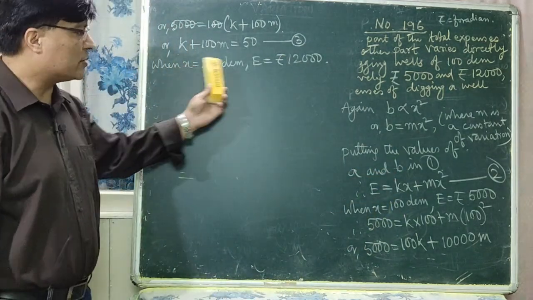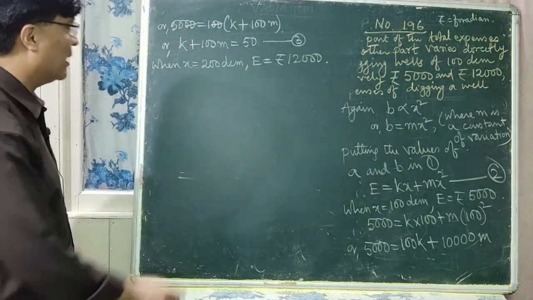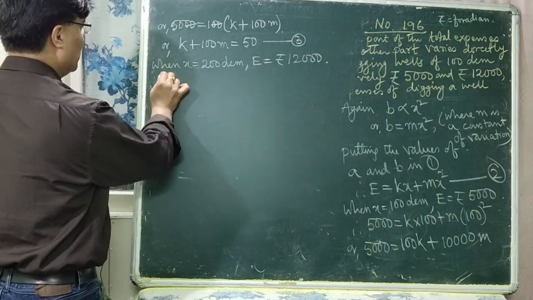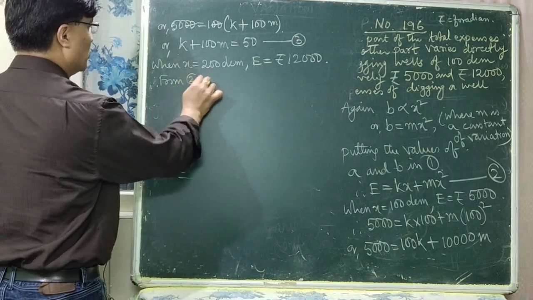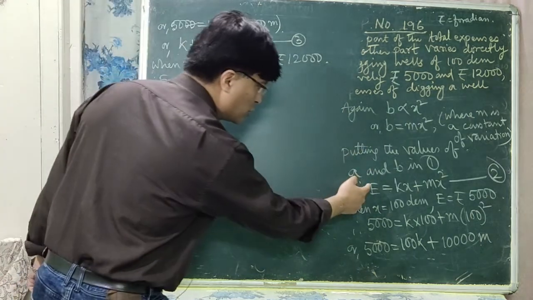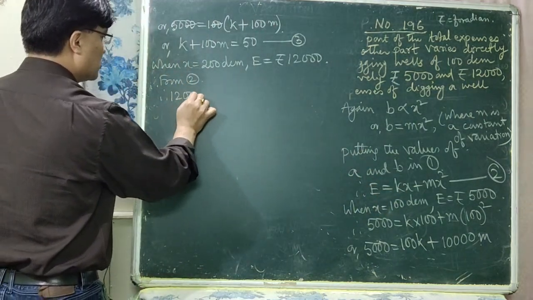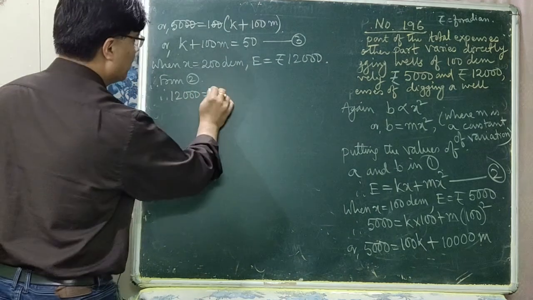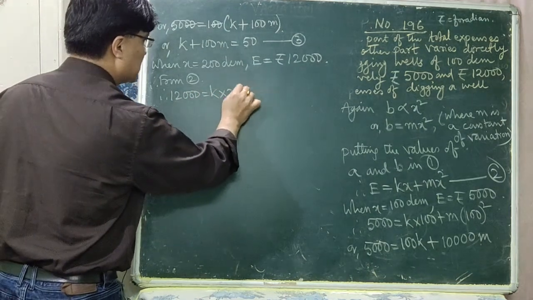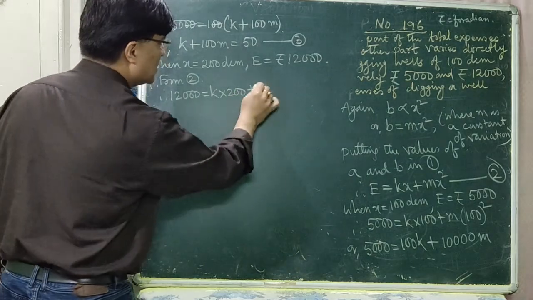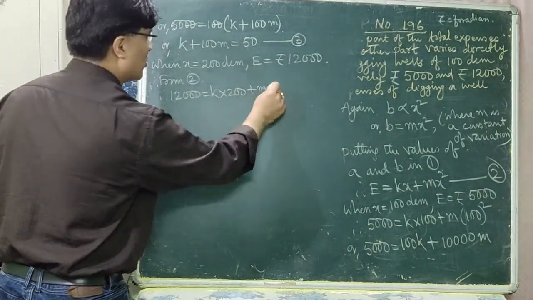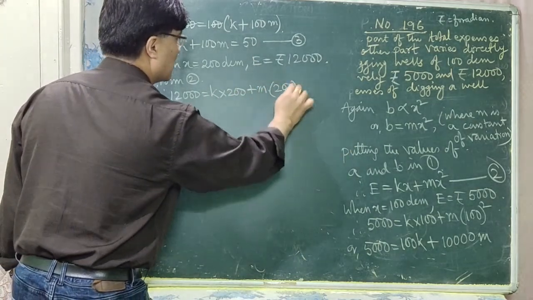Now, where do we put these values of x and E? We put them in number 2. Therefore, from 2, what do we have? So number 2 is this equation E. What is E here? It is 12,000 is equal to k into, what is x? 200 plus m. M, what is x whole square? This is your 200 whole square.